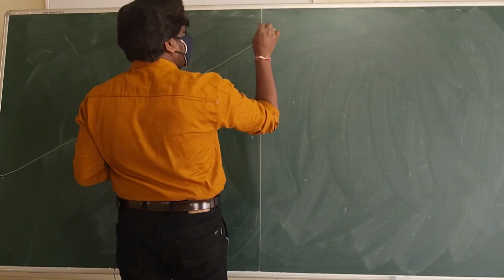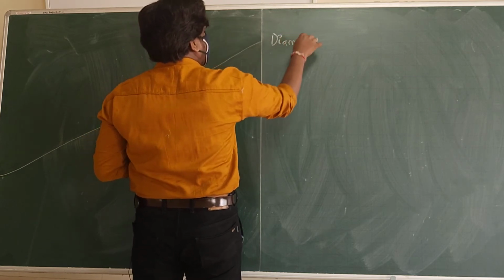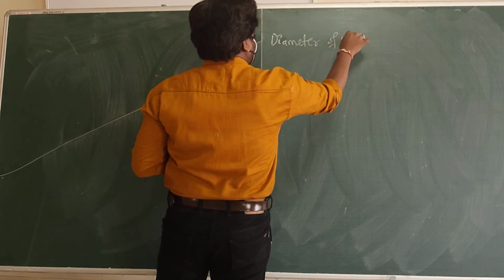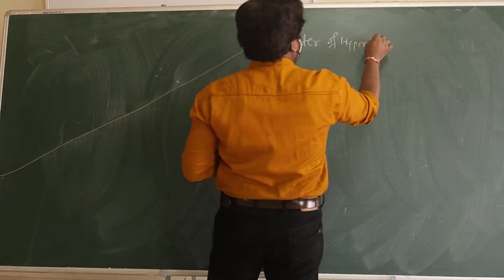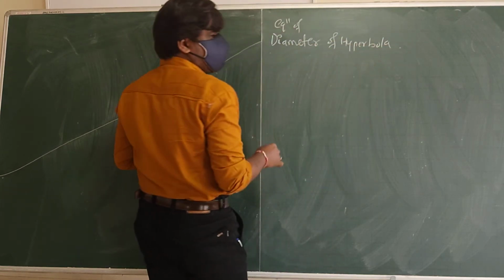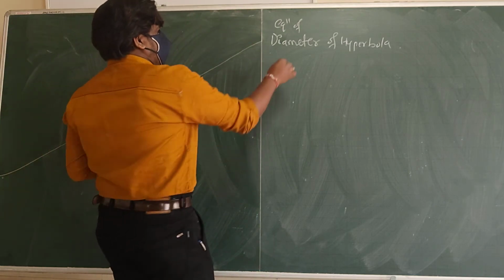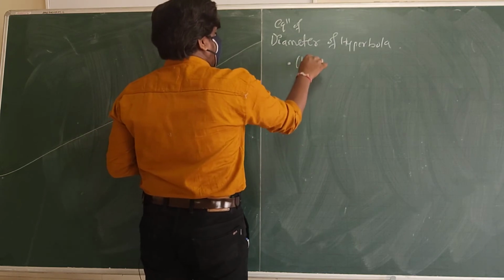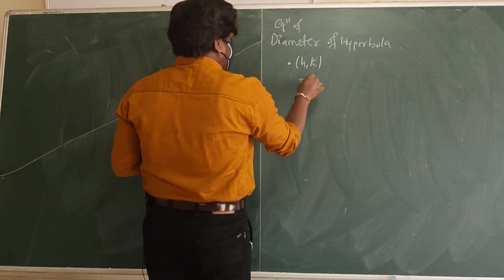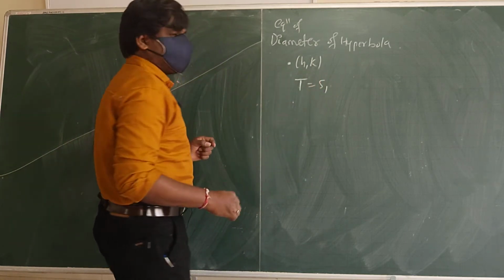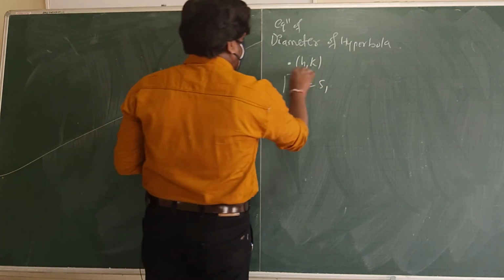See here, the equation of the diameter of the hyperbola. Let us take the midpoint. The locus of the midpoints of the chords is the diameter. Let the locus of the point be (h, k), and this locus satisfies T = S1, which is the equation of the chord. So it should satisfy this condition.